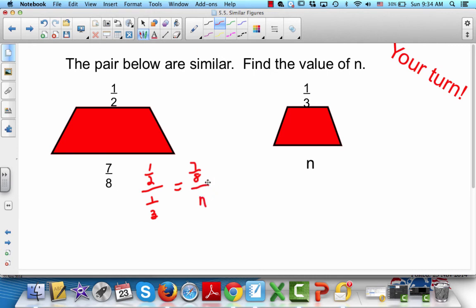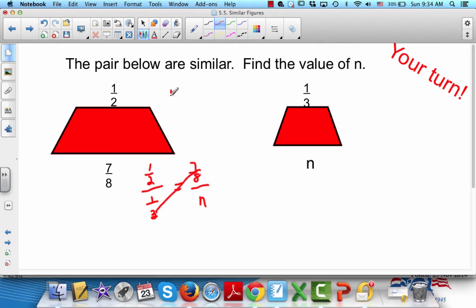I know you can do this. Don't be afraid of fractions. Fractions are our friends. Pause the video. So 1/3 times 7/8 equals 1 times 7 is 7, 3 times 8 is 24. So that gives us 7/24 equals 1/2 times n, 1/2 n.